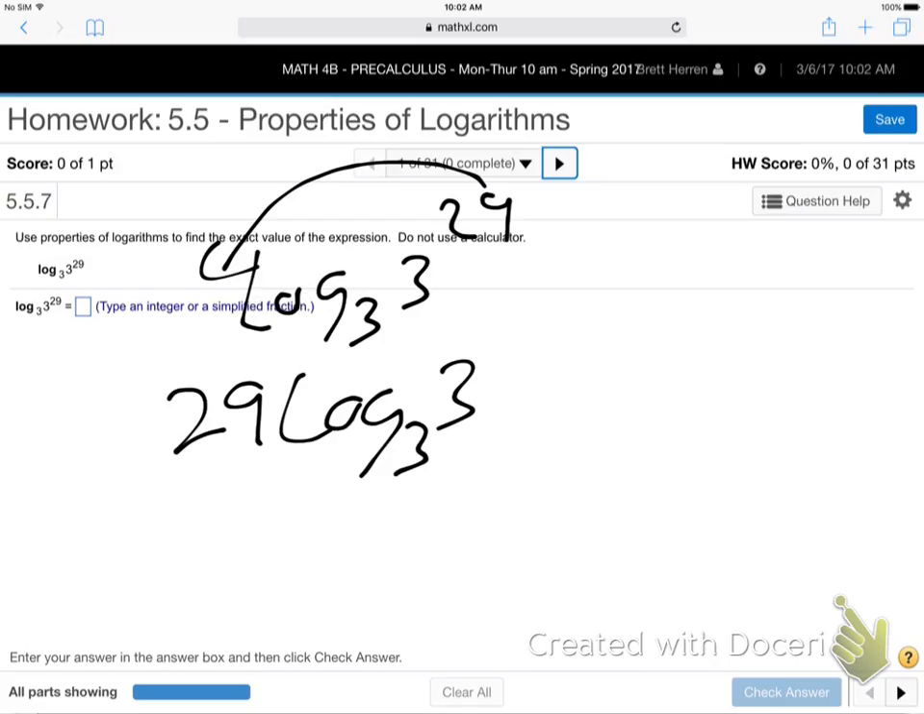Okay, now, what do we do now? What's log, what is this part? We got the 29. Sure, that's good. But what's log base 3 of 3? Yeah, it's 1. Do you realize that's 1?